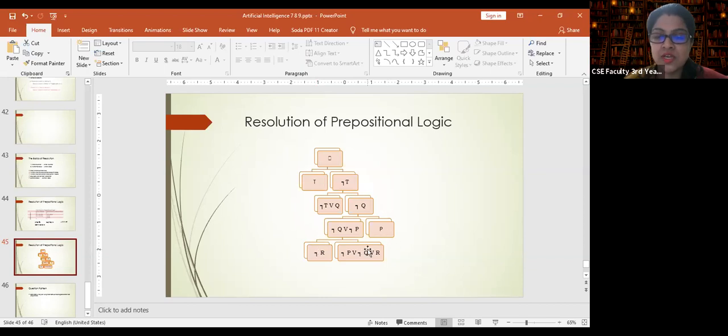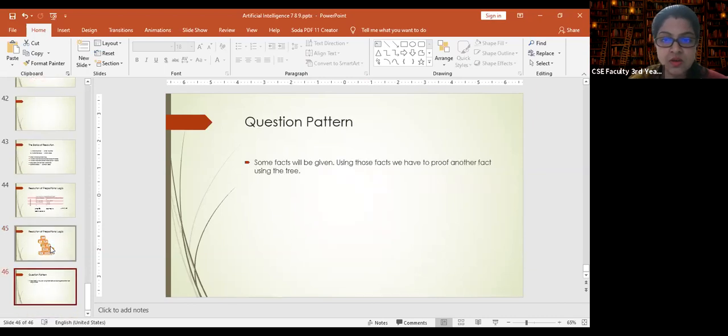So this is how we can relate one fact with another fact, and we can prove some third fact. Okay, suppose we are taking n number of facts from the given source, and we can prove the n plus 1 or n plus 2 number of facts. So this is how we can connect all the facts. The question pattern can come in this way, that some facts will be given, and by using those facts we have to prove another fact by using the given tree.